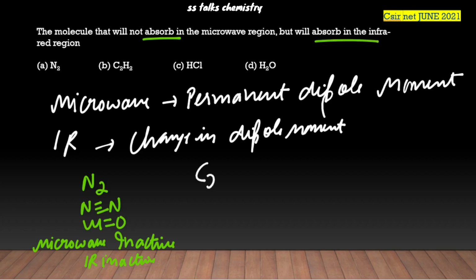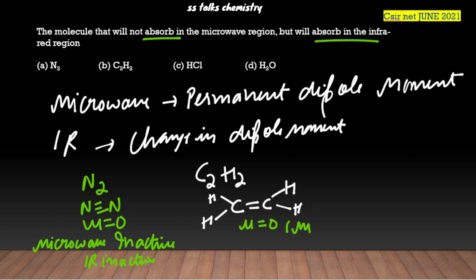Next, it is C2H2. This type of molecule has hydrogen, carbon, carbon, hydrogen. So in this case also you see the dipole moment is 0 only. That means it is microwave inactive. But here you can see various types of stretchings are possible in it, right? We can have the symmetric stretch or the asymmetric stretch, or we can have the bending in it.